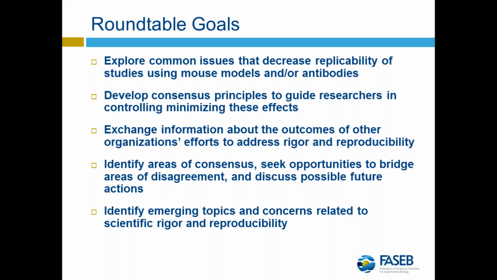I've already talked about some of the goals, but, talking about some of the common issues that decrease replicability of research studies, and in our case, we were looking at mouse models and antibodies, developing consensus principles to guide researchers in controlling these effects. And again, we were looking at early career investigators or those who are just starting their labs. What kind of advice could we give them so that they avoided some of these rigor and reproducibility pitfalls? We wanted to exchange information about other efforts.